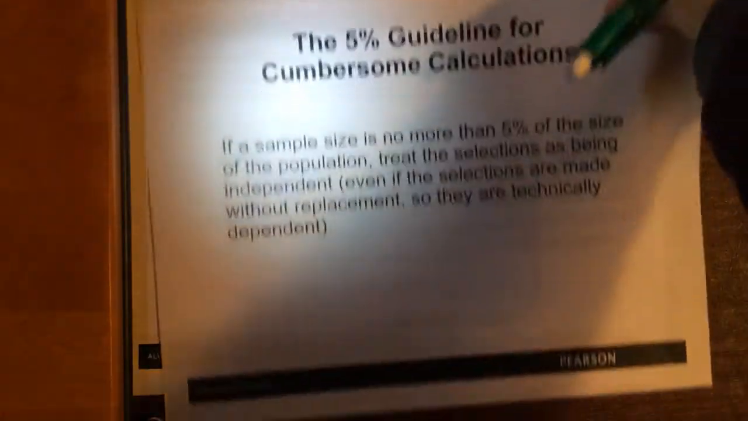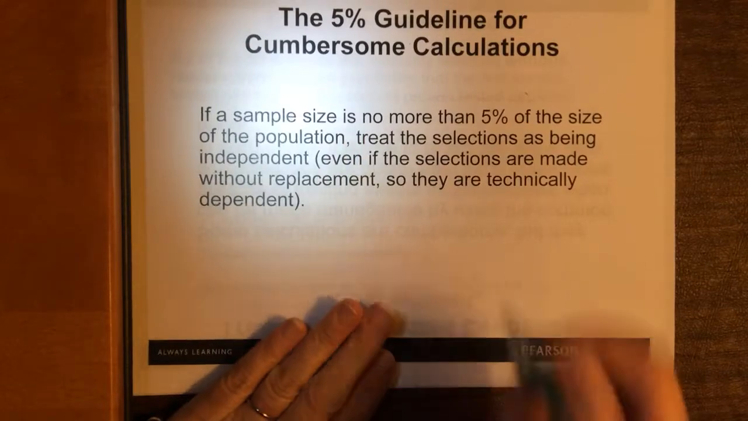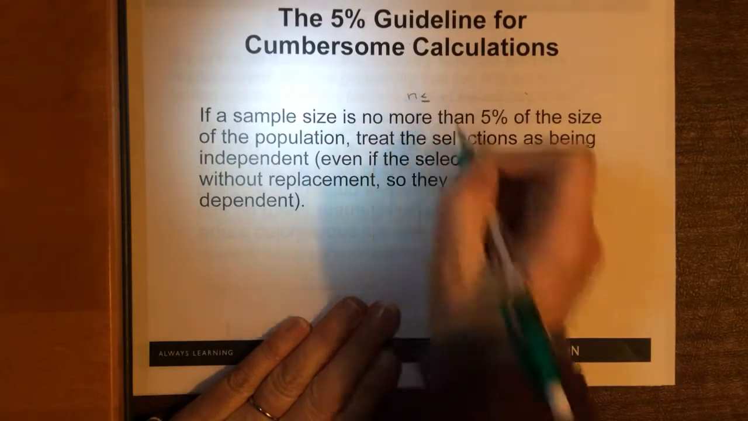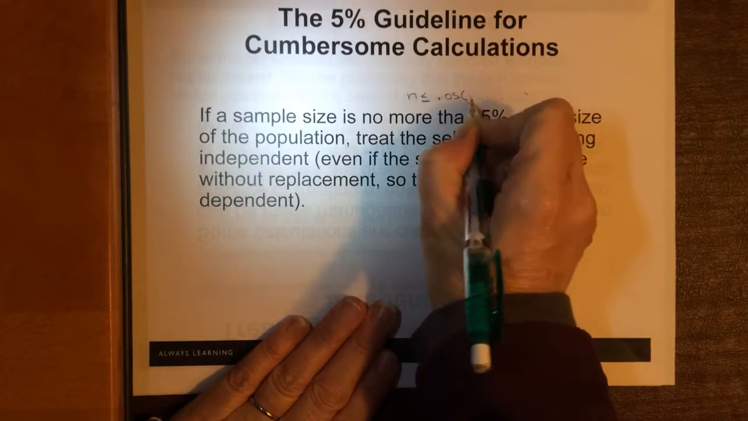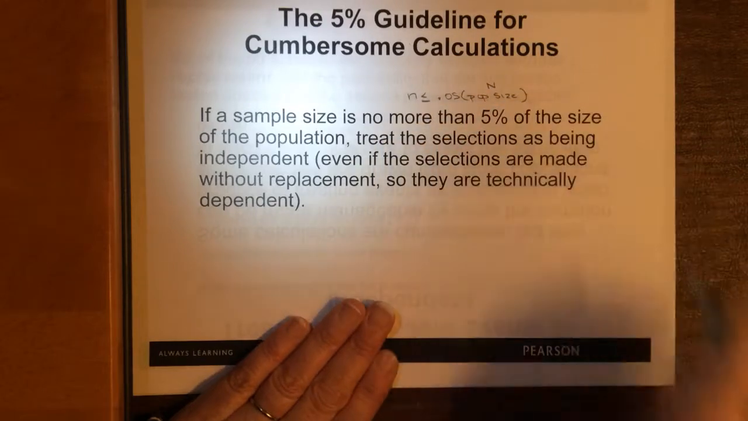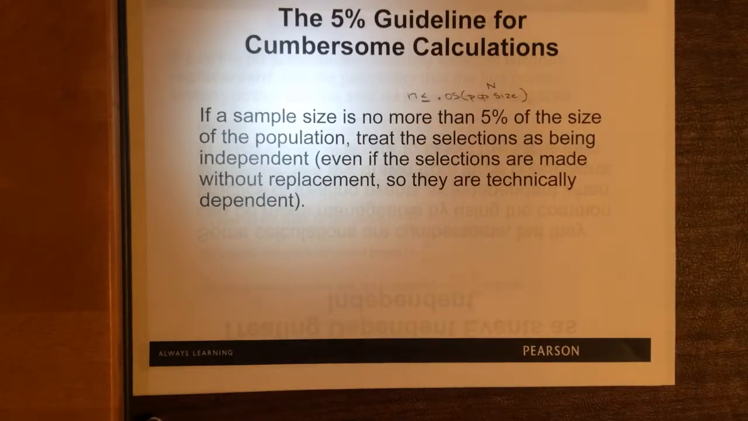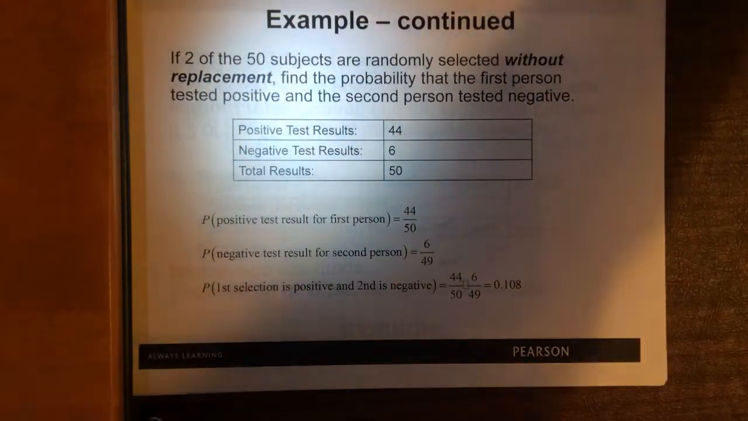Well, we have a rule. It's called the 5% guideline. So if your sample size is no more than, which means less than or equal to, 5% of the population size, which remember we use capital N for that, then it's okay to treat the selections as if they were independent and not deal with the conditional probabilities. Okay, so this is going to be our guideline when we look to do that.